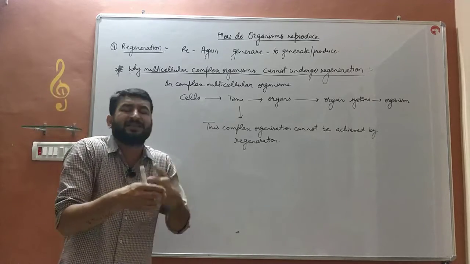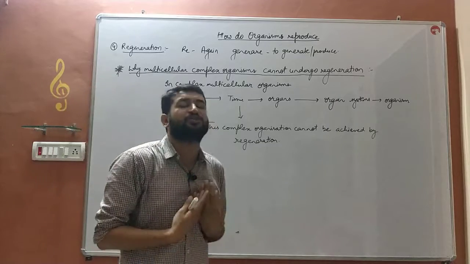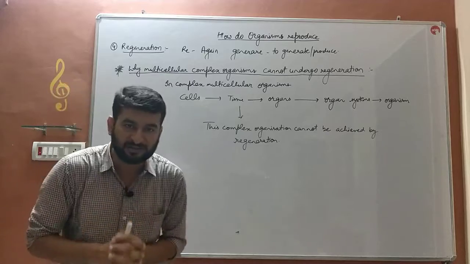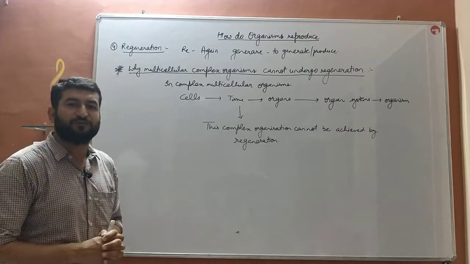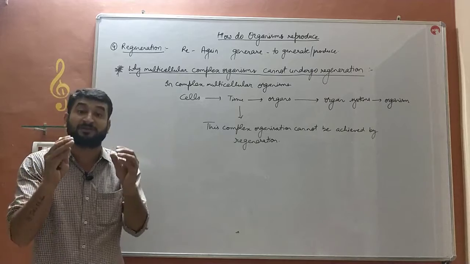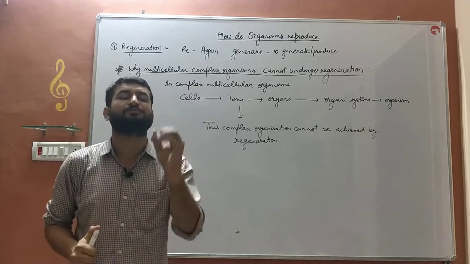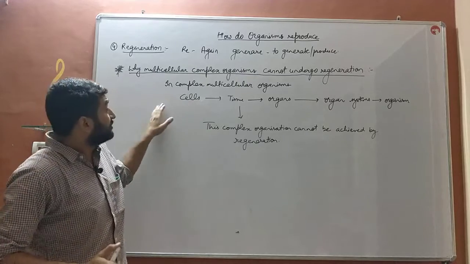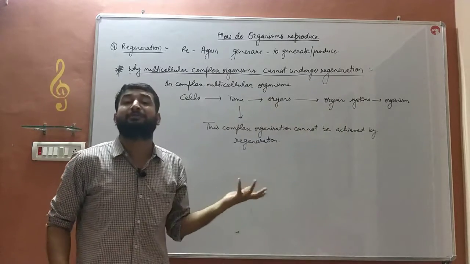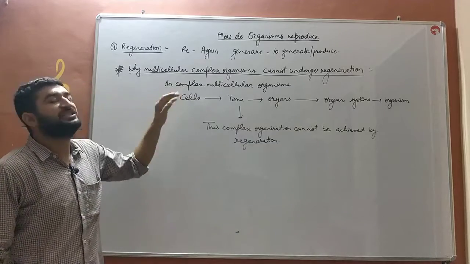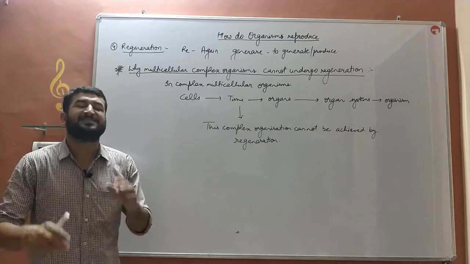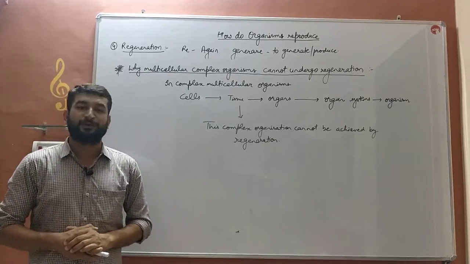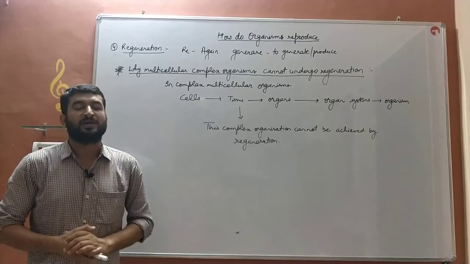In those, specialized cells unite together to form tissues, tissues unite together to form organs, various organs join together to form different specific organ systems, and different organ systems combine together to form a complete organism. That much complexity cannot be achieved by regeneration. So that is why we can say that complex multicellular organisms do not undergo regeneration.